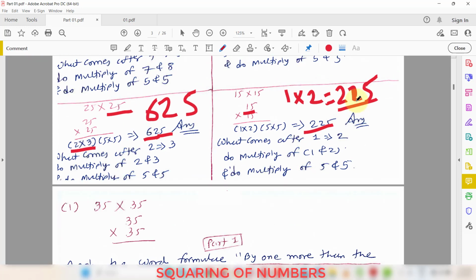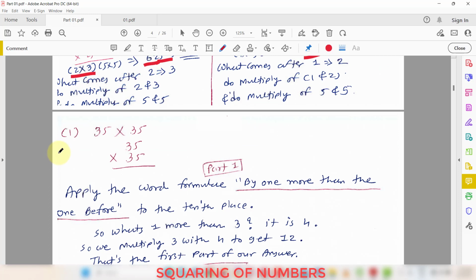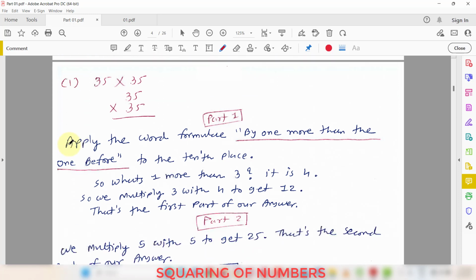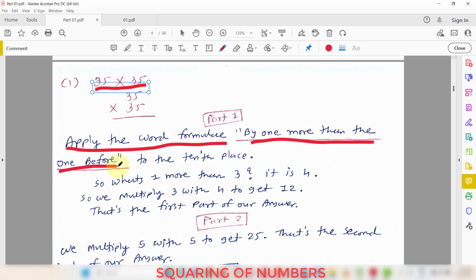So now we will understand how this technique has been derived. What is the basic formula? Some people are more interested in the foundation of this technique, in having a basic concept of it. So we will go through that. But before that, let me explain this in more detail. So 35 times 35: apply the Vedic formula, by one more than the one before, to the tens place.